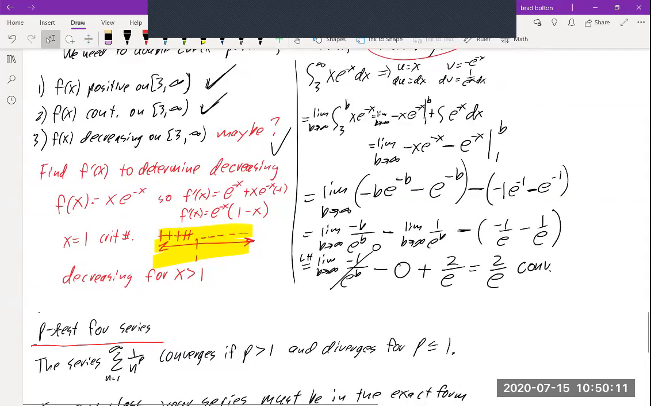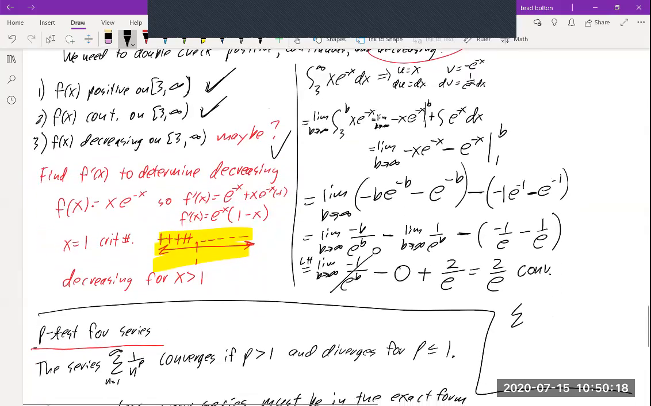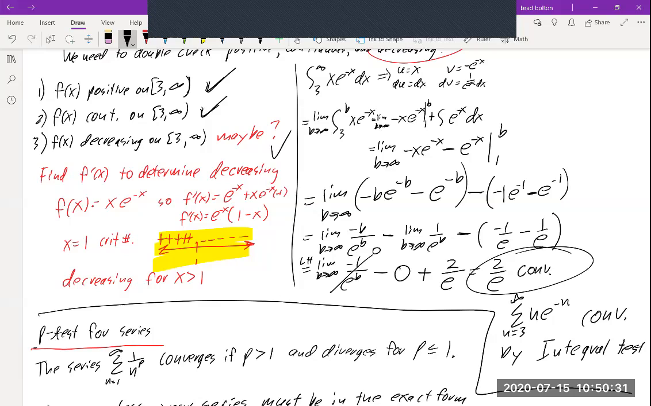Let me do this real quick, you guys. I need some extra room. So then we get to say the series n e to the negative n from n equals 3 to infinity converges by integral test. Since the limit of this integral was convergent, then that means that the series is also convergent because it was positive, continuous, and decreasing.